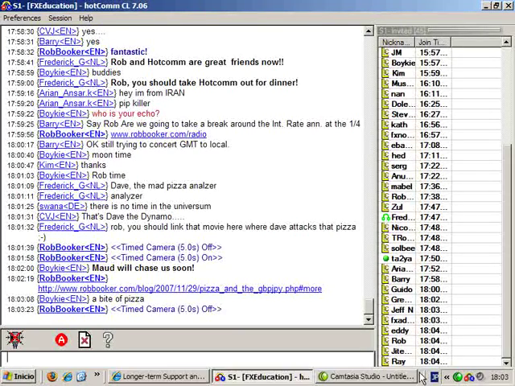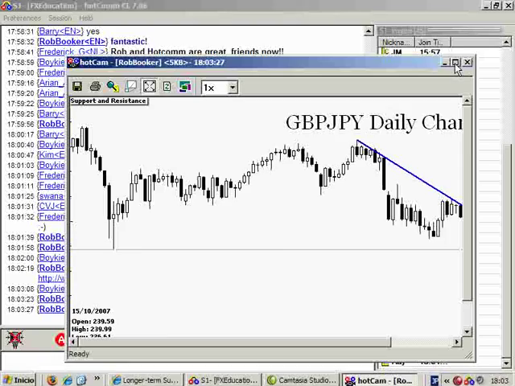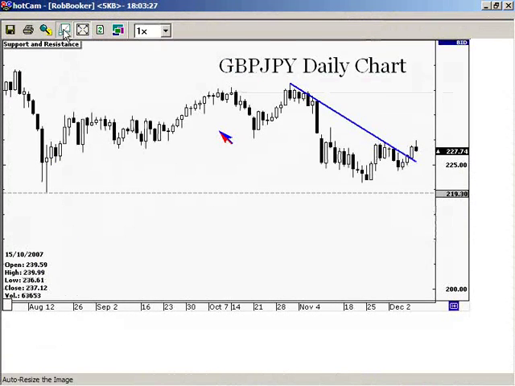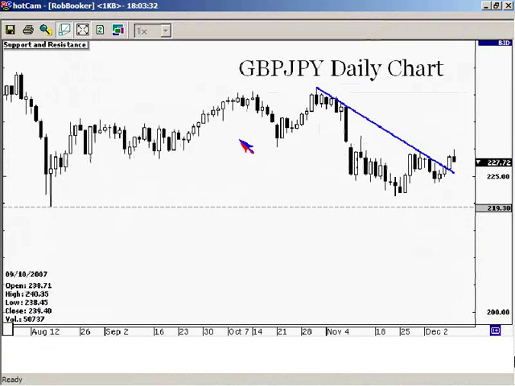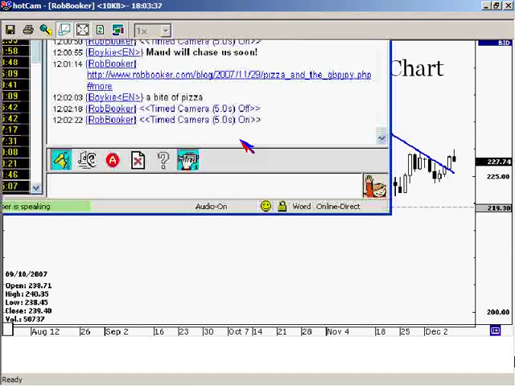No problem. Yeah, we're going to show the screen right now. We're going to show the pound-yen daily chart. Now, I'm just going to ask a quick question. Can you see the pound-yen chart?